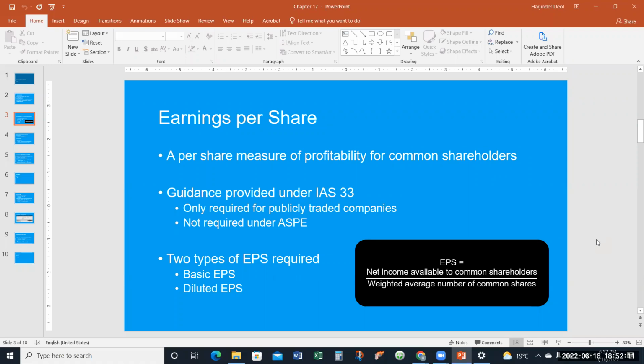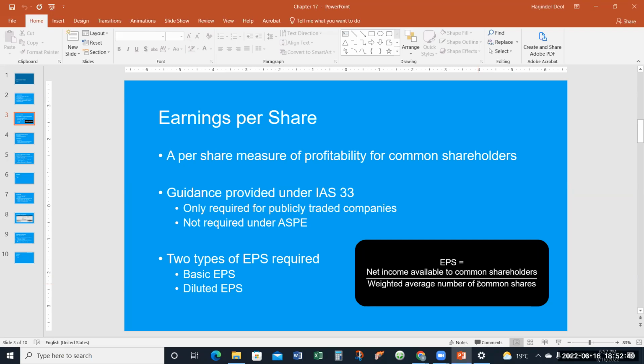When it comes to reporting earnings per share, there are two types of information that companies have to provide, and it has to be reported on the face of the income statement, usually right at the bottom of the statement of comprehensive income. There's basic earnings per share and diluted earnings per share. The formula is: EPS is calculated by dividing net income available to common shareholders by the weighted average number of common shares outstanding.